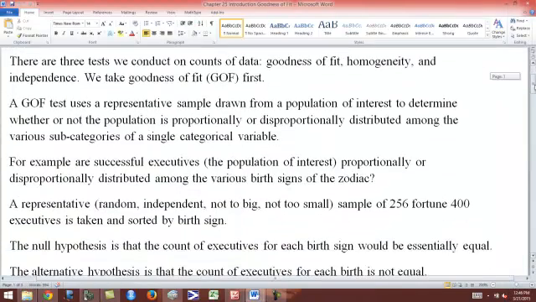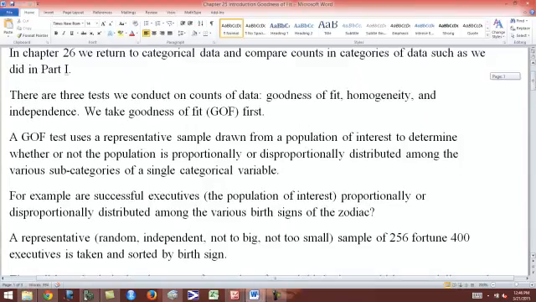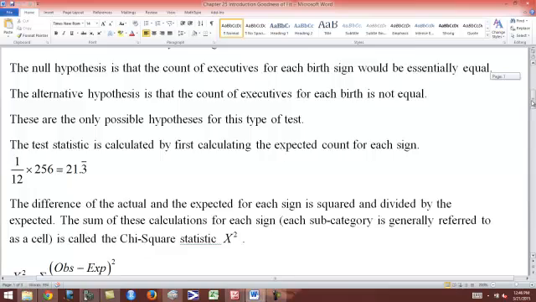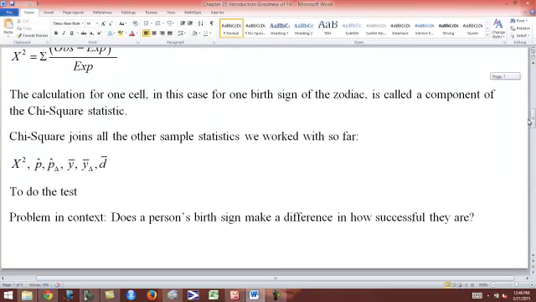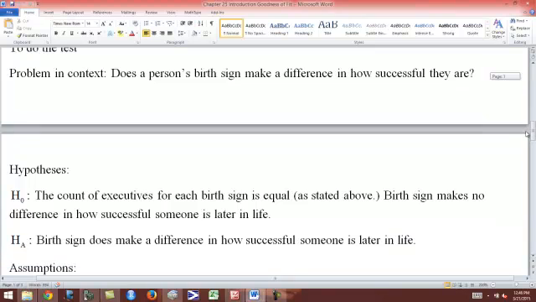So let's do the test. Problem in context: does a person's birth sign make a difference in how successful they are? Hypotheses. Null hypothesis: no, there's no symbols here. The count of executives for each birth sign is equal, as stated above. Birth sign makes no difference in how successful someone is later in life. The alternative hypothesis is simply that birth sign does make a difference. These are the only possibilities for the alternative hypothesis. There's only one.